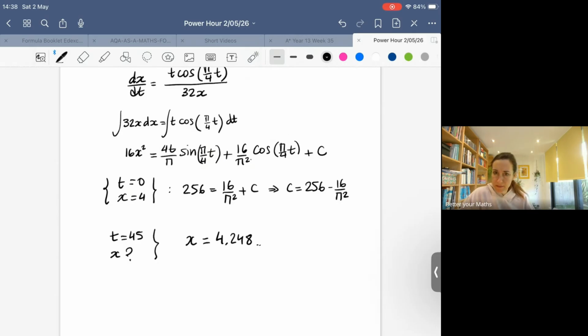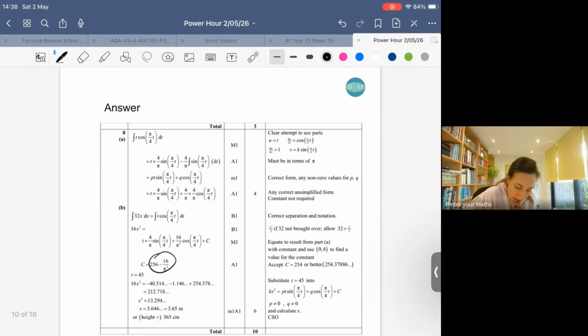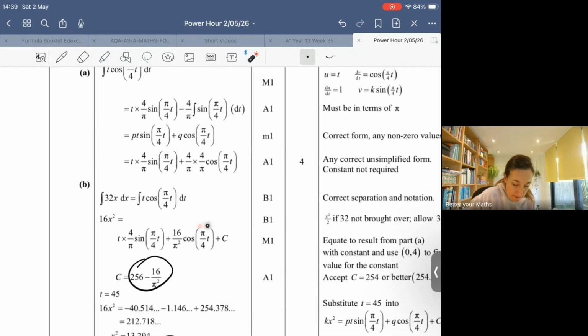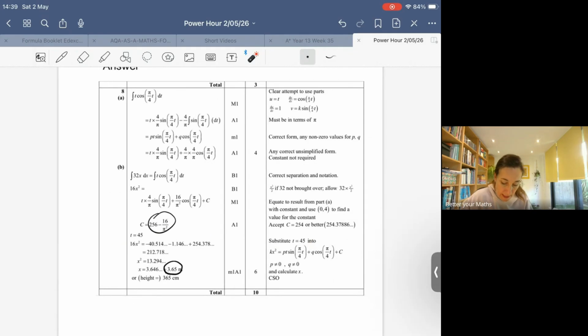448. Did you get that value? No, maybe not. You don't get that value. I hope you get 3.65 meters. I've done something wrong substituting. But look, the function is correct. The constant of integration is correct. You just have to be careful with the substituting. You just substitute the x by the t by 45.